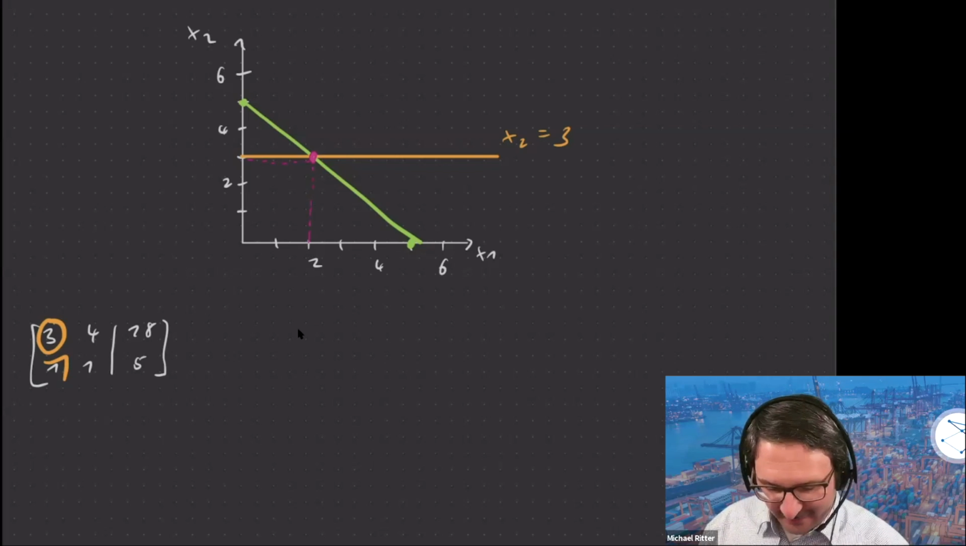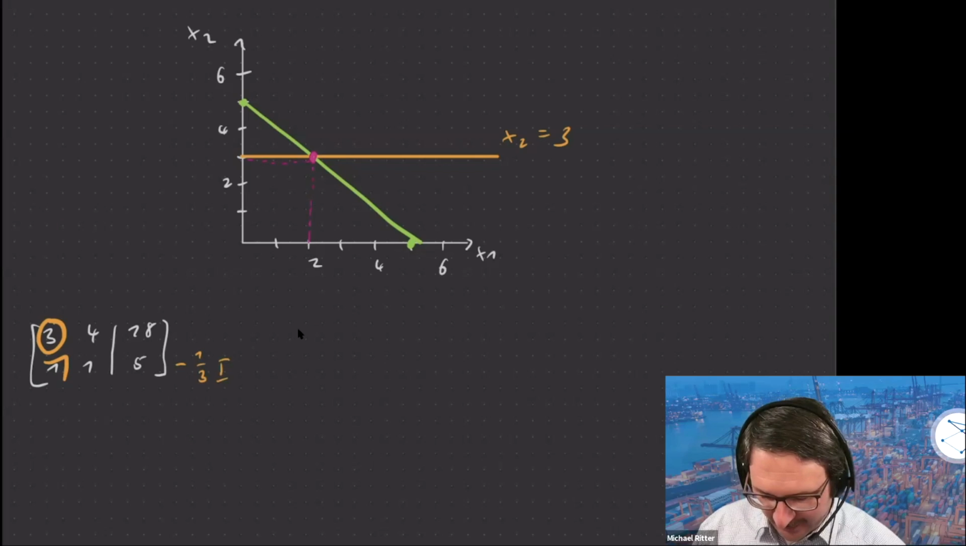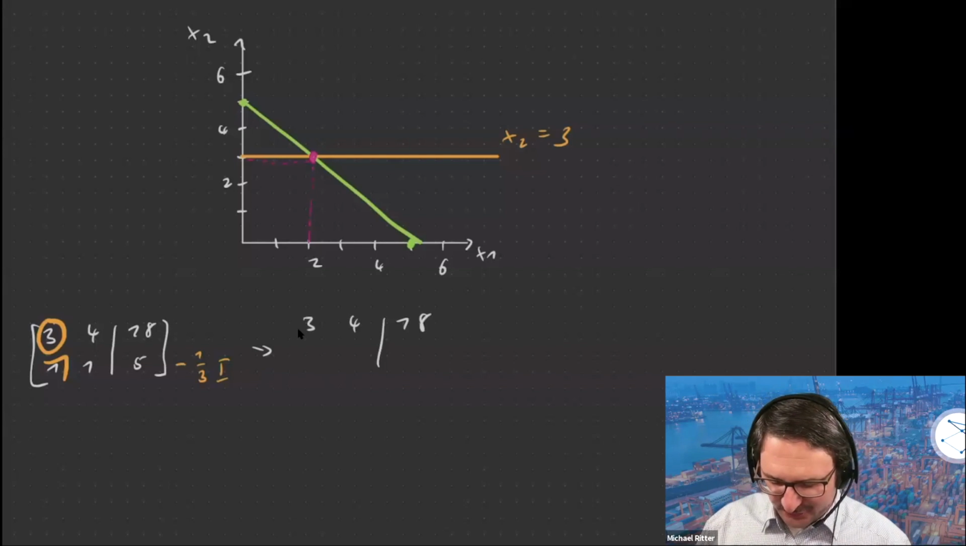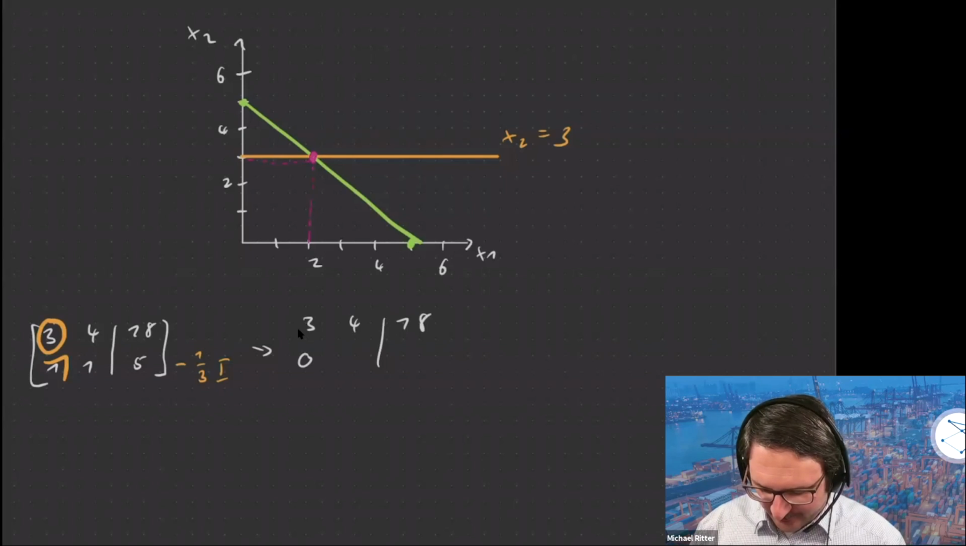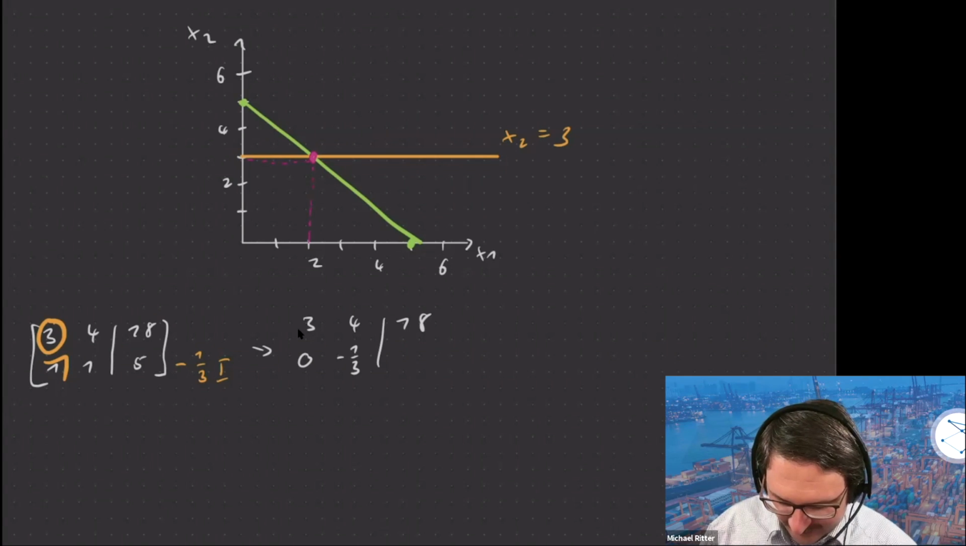So what we would have to do then is subtract 1/3 of the first row from the second. And what that gives us is, well, the first row just stays the same this time. 1/3 times 3 is, of course, 1. So we have 1 minus 1, that's 0. Then we have 1 minus 4 over 3, so that should be minus 1 over 3. And then we have 18 over 3, that is 6. So 5 minus 6 is minus 1, right?